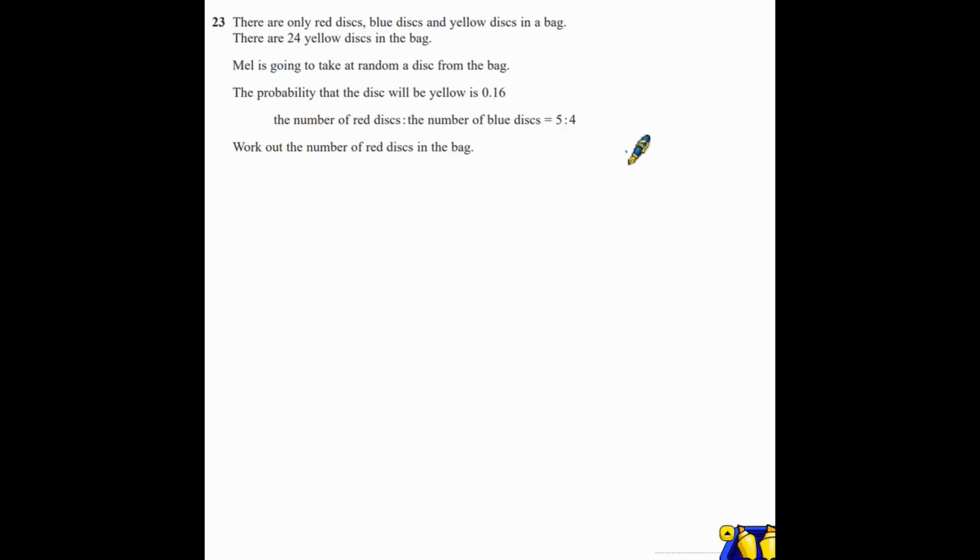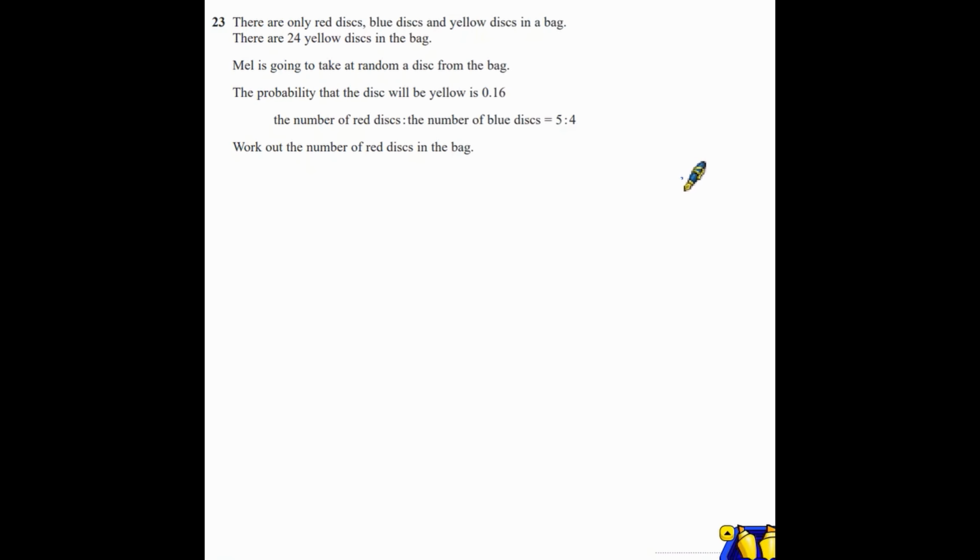Question 23. Bit of a mind bender and a few ways to do this, but let's have a look. There are only red discs, blue discs and yellow discs in a bag. There are 24 yellow discs in the bag. Mel is going to take at random a disc from the bag. The probability that the disc will be yellow is 0.16. Then the ratio of the number of red discs to the number of blue discs is 5 to 4. Work out the number of red discs in the bag.